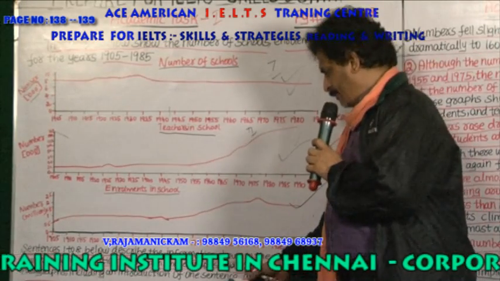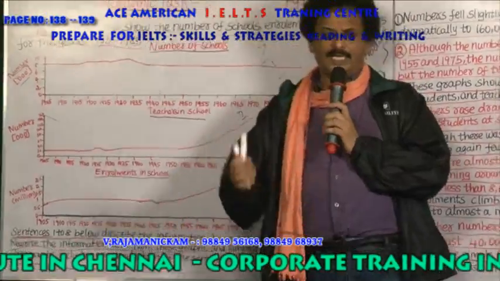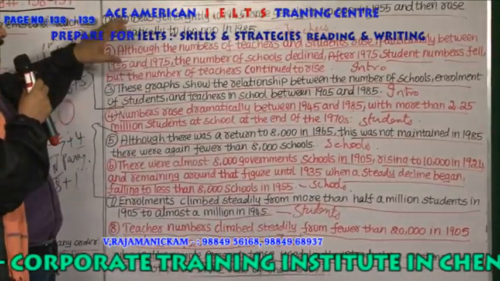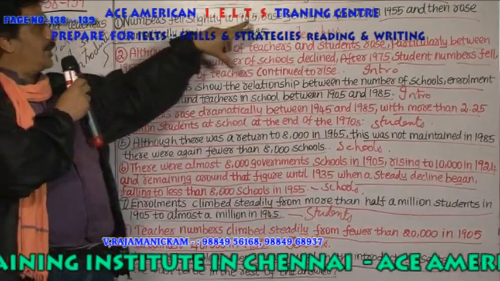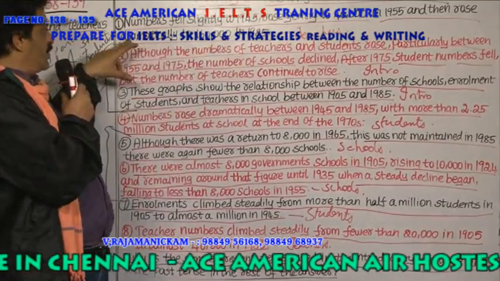Numbers fell slightly to 1945, rose gently to 40,000 in 1955 and then rose dramatically to 1,60,000 in 1985. This talks about the teachers, how many teachers enrolled.